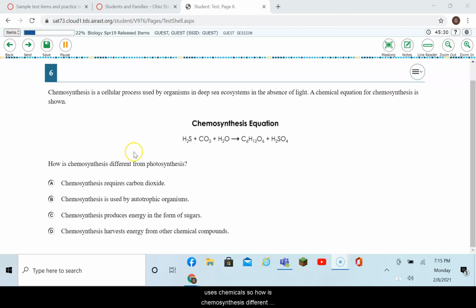So how is chemosynthesis different from photosynthesis? Chemosynthesis requires carbon dioxide. Well, we know photosynthesis requires carbon dioxide, right? It includes water, carbon dioxide, and sunlight to make the glucose and the oxygen. B, chemosynthesis is used by autotrophic organisms. Duh, so is photosynthesis. Chemosynthesis produces energy in the form of sugars. Well, there's your sugar right there. Photosynthesis does that too. D is the correct answer. Chemosynthesis harvests energy from other chemical compounds, whereas photosynthesis harvests energy from the sun.